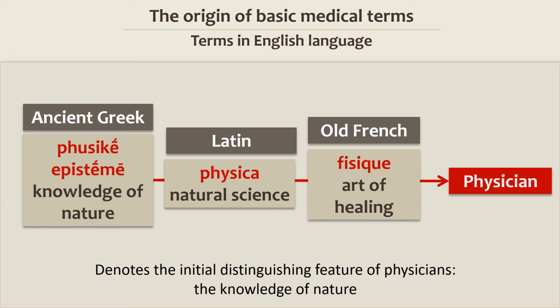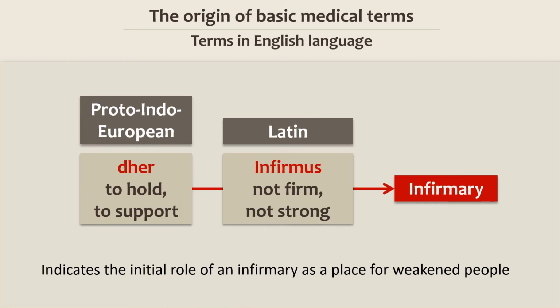Now look at some terms that are used in the English language. For example, the word physician comes from the Latin physica, which meant natural science, and the ancient Greek physike episteme, which meant knowledge of nature. In English it was accepted from Old French physique, which meant art of healing. The word infirmary comes from the Latin infirmus, which meant not firm or not strong, meaning weak, which in turn comes from Old European adher, which meant to hold, to support.